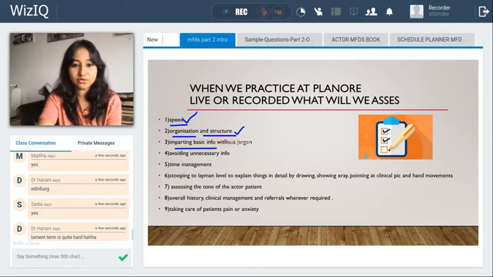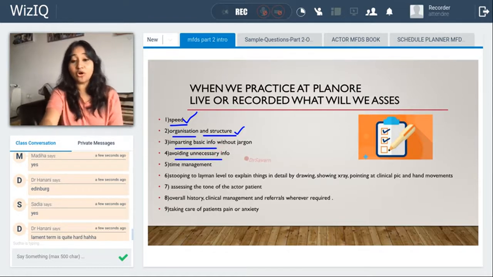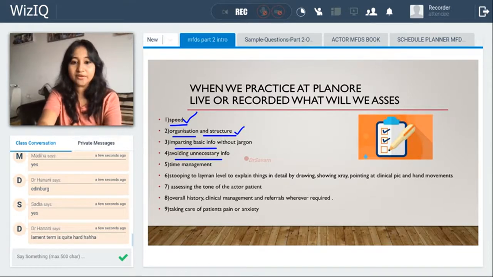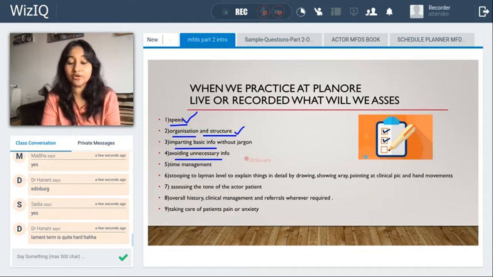Again, same thing. No jargon. Give the basic information, avoiding unnecessary information. We know you know a lot, okay? But 8 minutes are really not enough. In your clinic, is anyone telling you that you have to finish talking to the patient in 8 or 9 minutes? Really not. So in your clinic, you can talk more. But here in the exam, you have to only give the important information, avoiding any unnecessary topics.